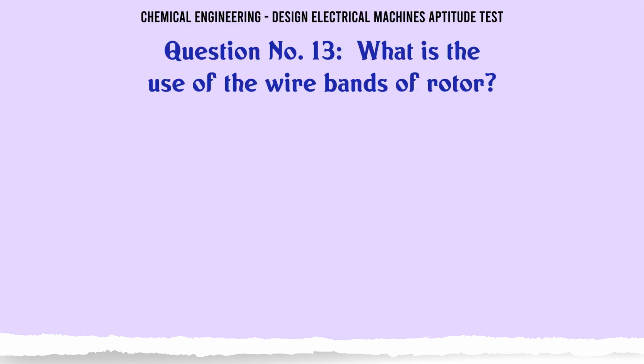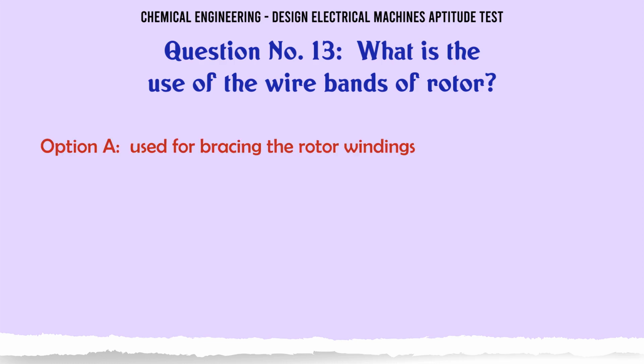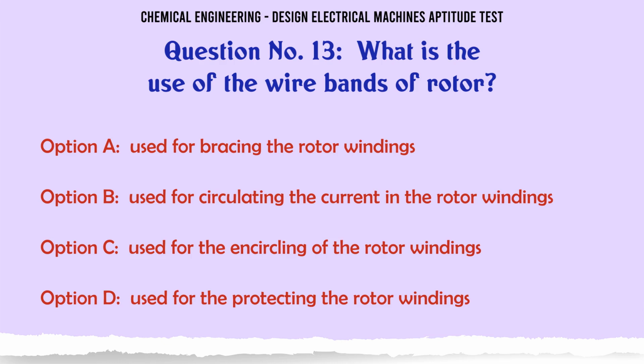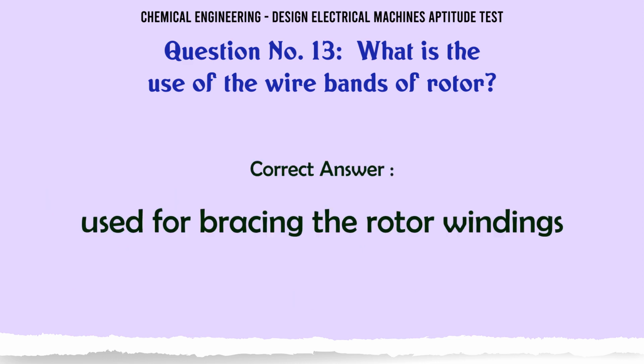What is the use of the wire bands of rotor? A. Used for bracing the rotor windings. B. Used for circulating the current in the rotor windings. C. Used for the encircling of the rotor windings. D. Used for protecting the rotor windings. The correct answer is used for bracing the rotor windings.